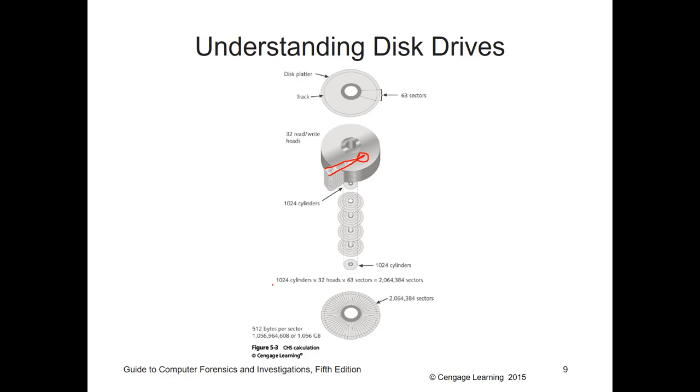Here's a simple formula. If we have 1024 cylinders, and we're assuming 32 heads, and we're also assuming 63 sectors, that's going to give us 2 million sectors, give or take. If we are assuming the default 512 bytes per sector, that will calculate out to 1.056 gigabytes. I've never really had to use the math formula to figure out sectors and bytes anymore, but just to let you know, there is a formula for figuring that out.